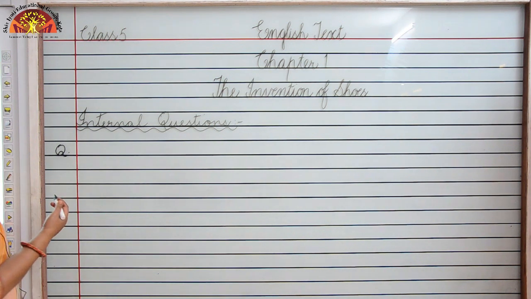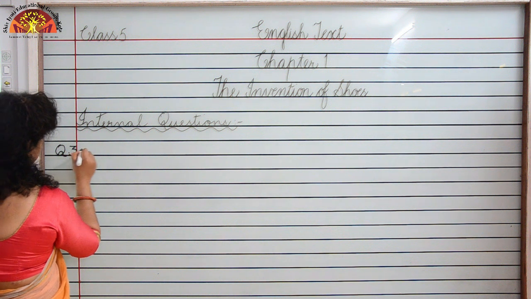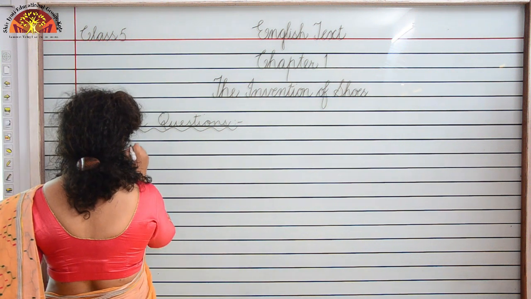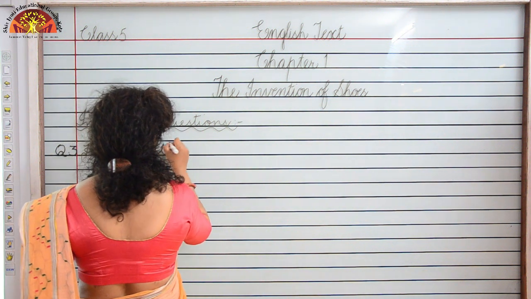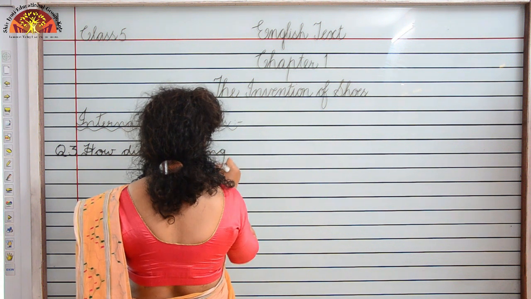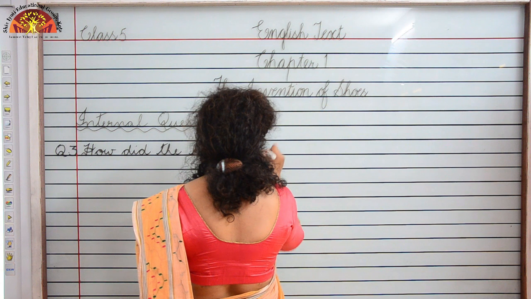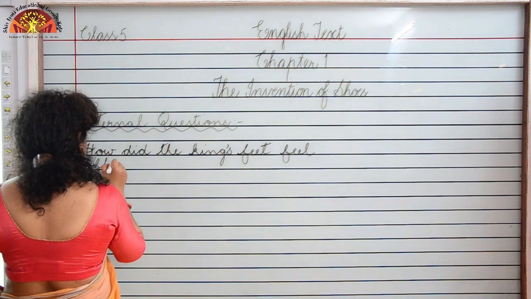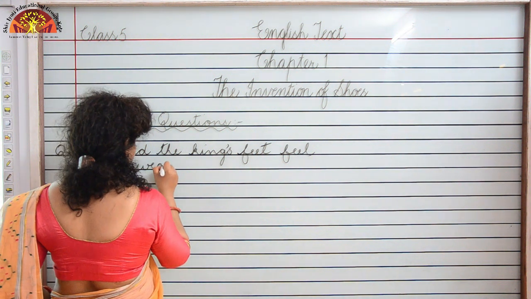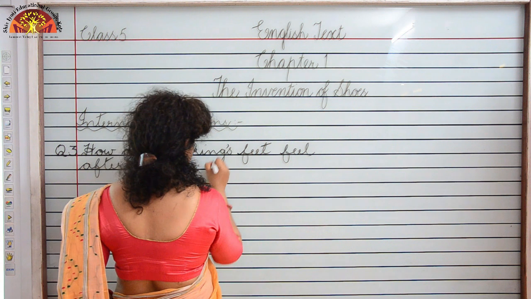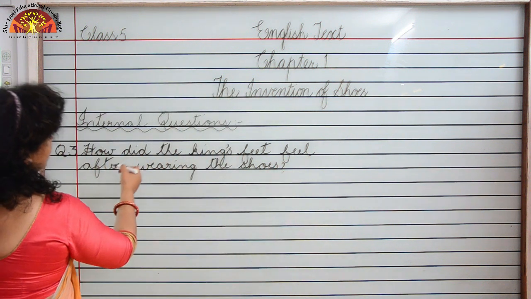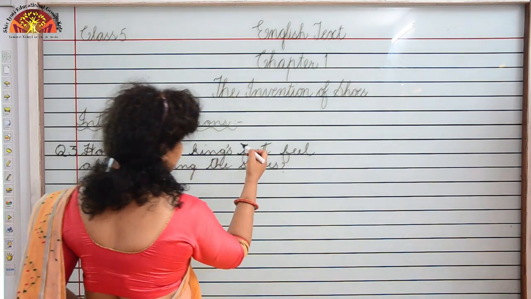So children, let us start writing the third internal question. Please write along with me in your textbook, okay? So question 3, how did the king's feet feel after wearing the shoes? So your question is, how did the king's feet feel after wearing the shoes?